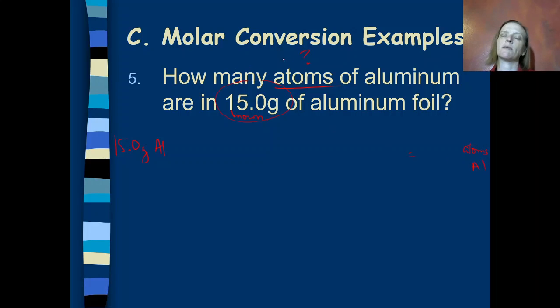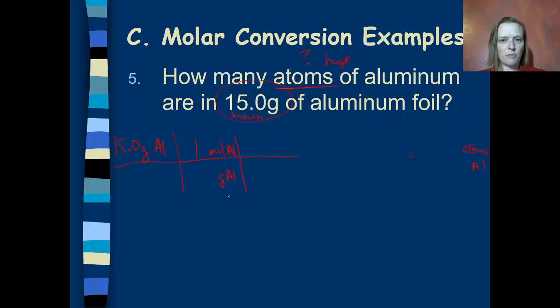And as I'm thinking about this, I'm thinking atoms are tiny. I bet my answer is going to be huge. I'm expecting a really huge number for my number of atoms. So let's look at this. This is, as I said, going to be a two-step process. I'm going to have to convert from grams of aluminum to moles of aluminum. And I need to think about how many grams are in 1 mole of aluminum.